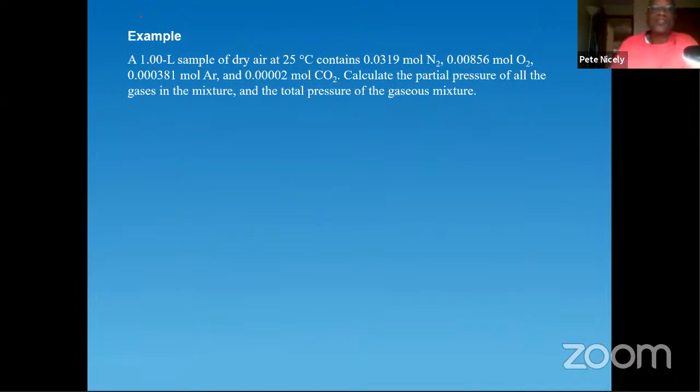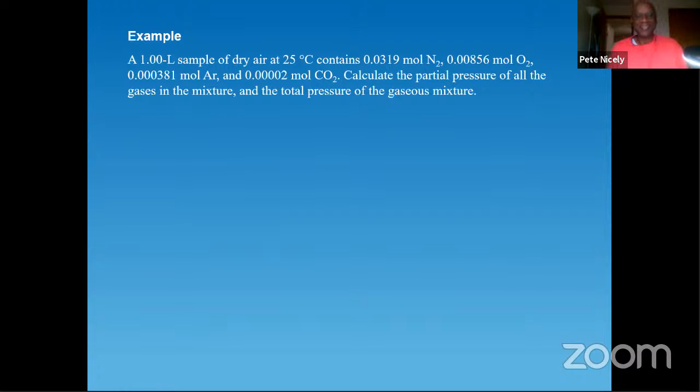All righty. Okay, so here's an example. The question says you have a 1.0 liter sample of dry air at 25 degrees Celsius. It contains 0.0319 moles of nitrogen, 0.00856 moles of oxygen, 0.000831 moles of argon, and 0.00002 moles of carbon dioxide. And the question is asking you to calculate the partial pressure of all the gases in the mixture and the total pressure of the gaseous mixture.